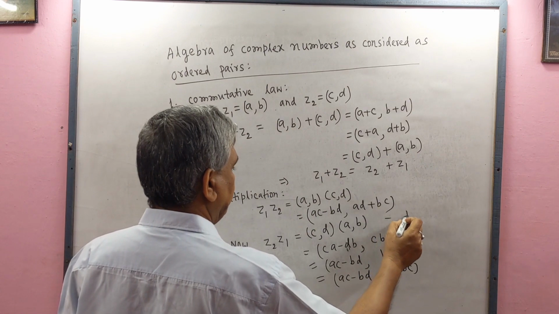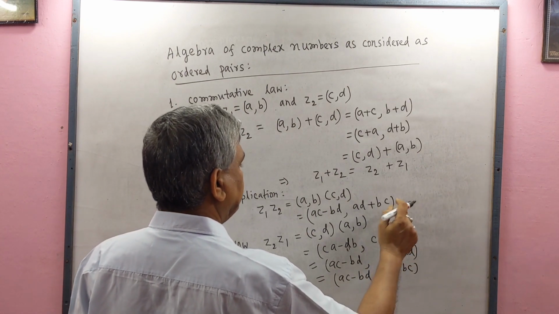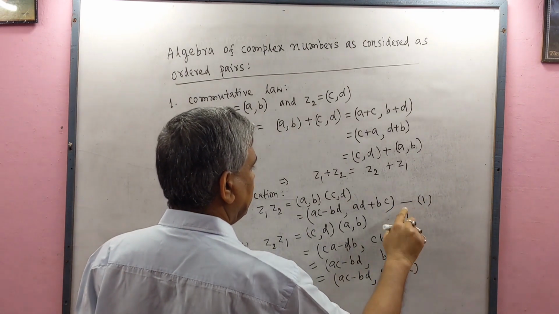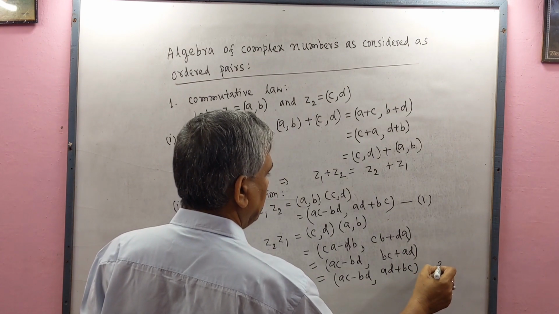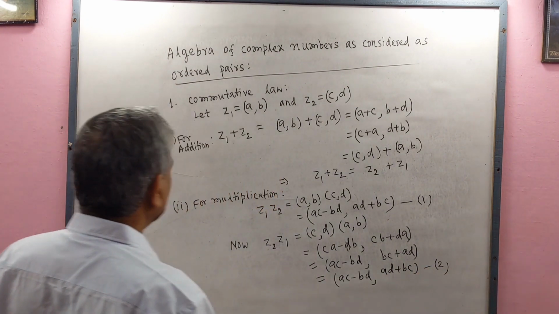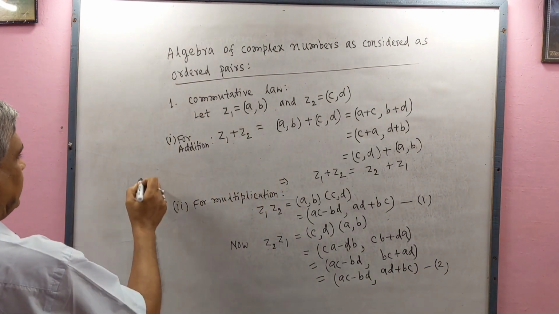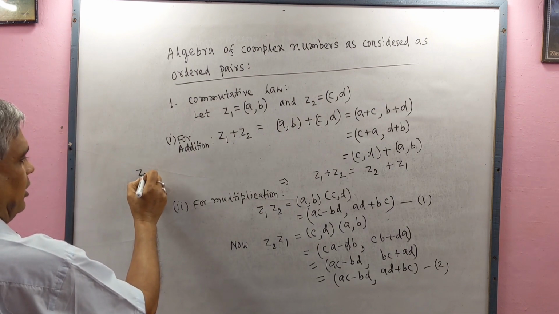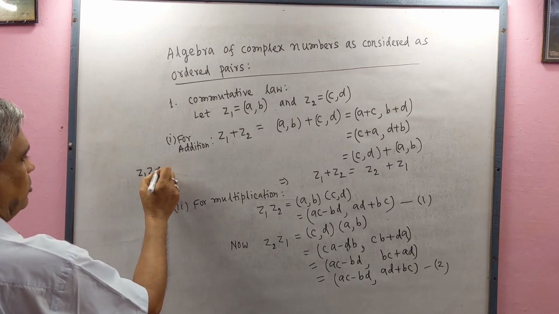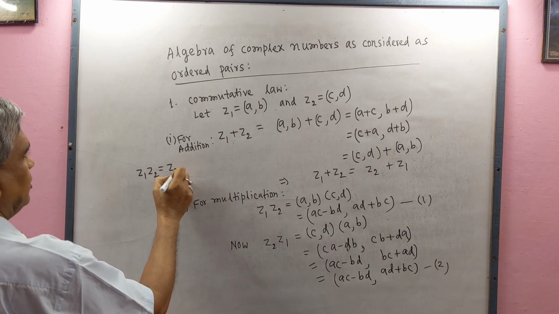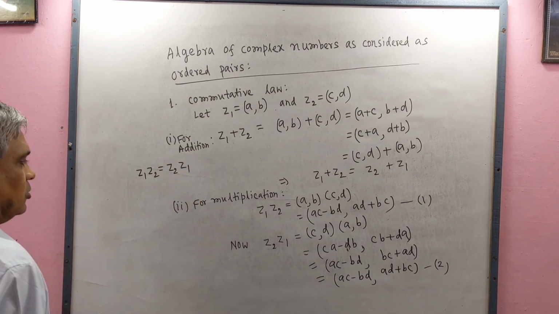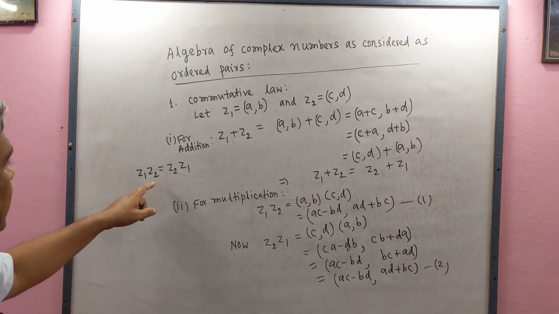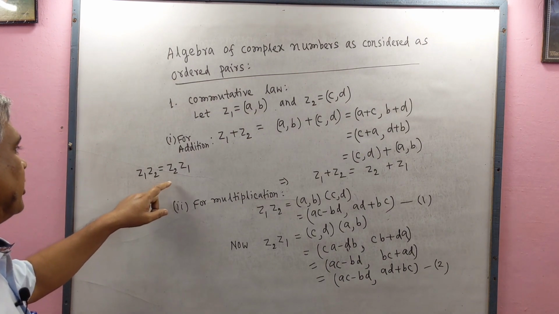And this is number 1 and this is number 2. From 1 and 2 we may get that Z1 Z2 equals Z2 Z1. So in the case of multiplication, commutative law holds.